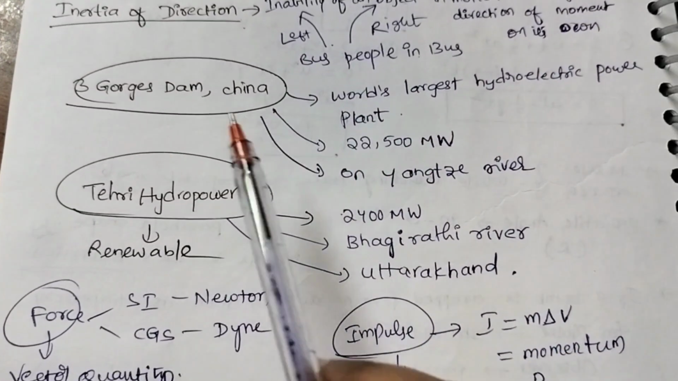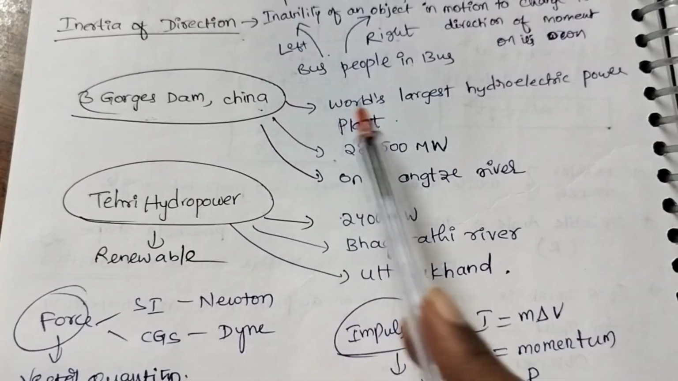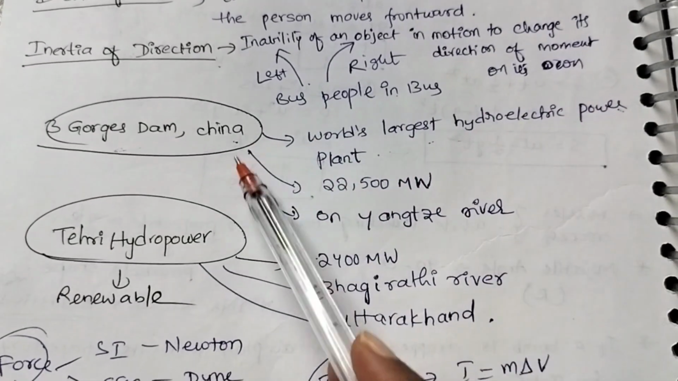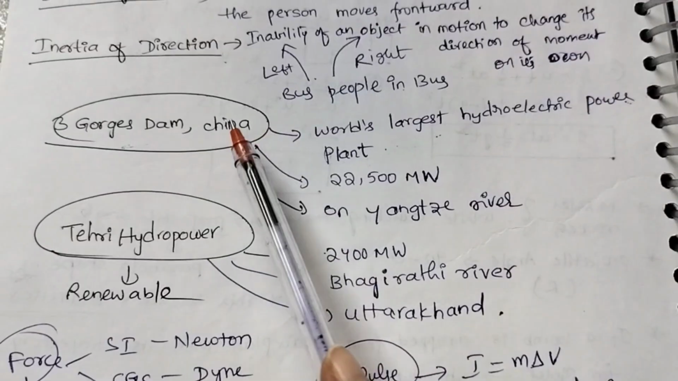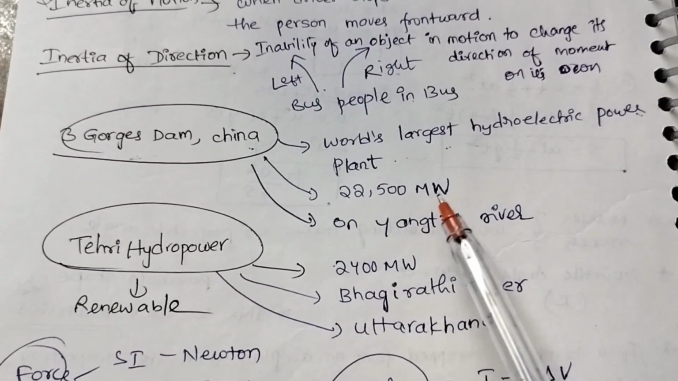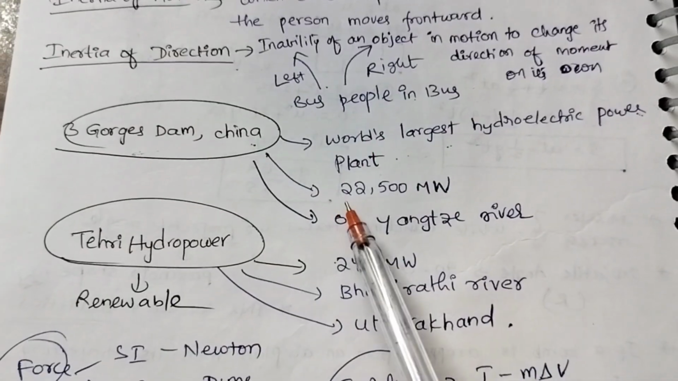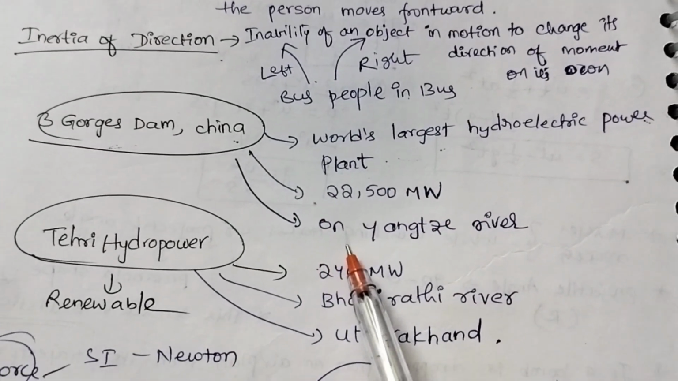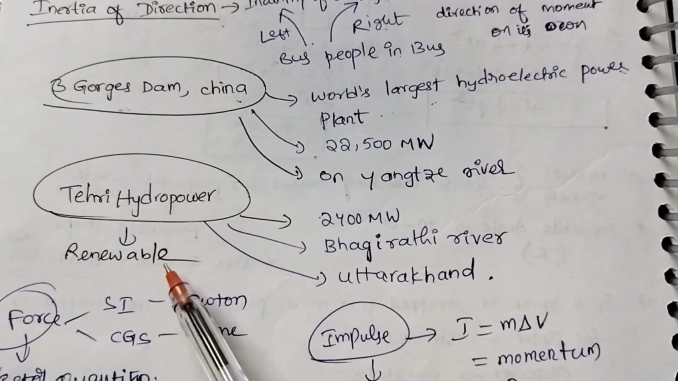Okay. Three Gorges Dam, China. This is the world's largest hydroelectric power plant. It is in China, named Three Gorges Dam. Its capacity is 22,500 megawatts. It is on the Yangtze River.